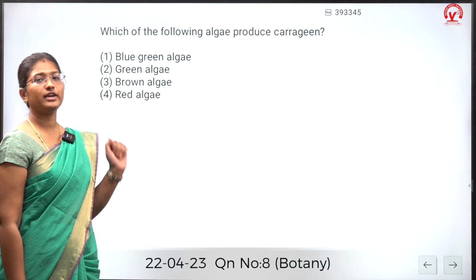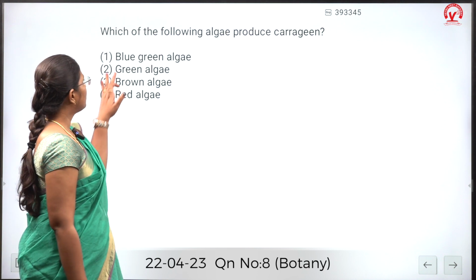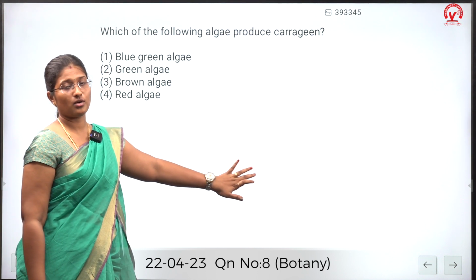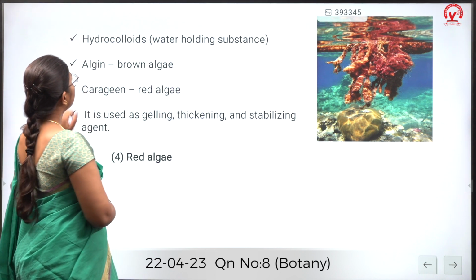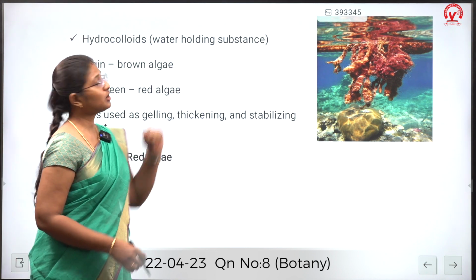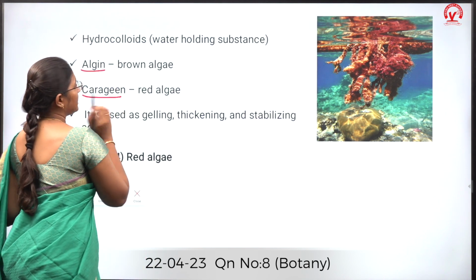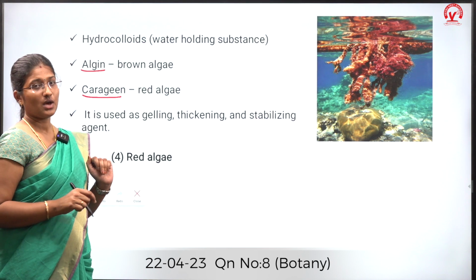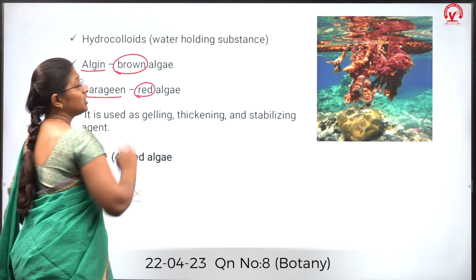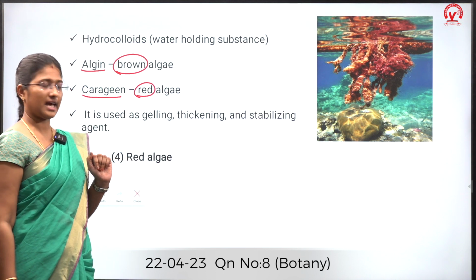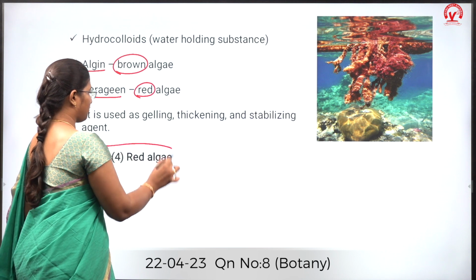Which of the following algae produces carrageen? Blue-green algae, brown algae and red algae. What is carrageen? Carrageens are hydrocolloids, capable of holding water. Algin and carrageen are two hydrocolloids produced by brown and red algae. So in the question they have asked about carrageen. So the correct answer is red algae, which is option 4.